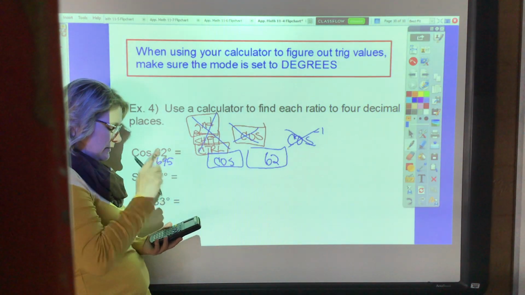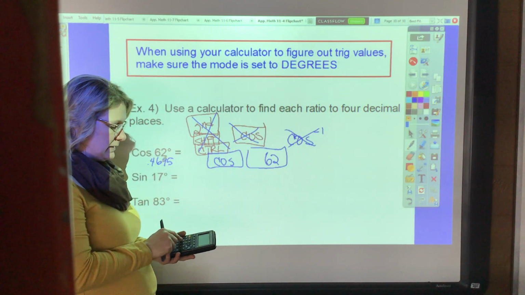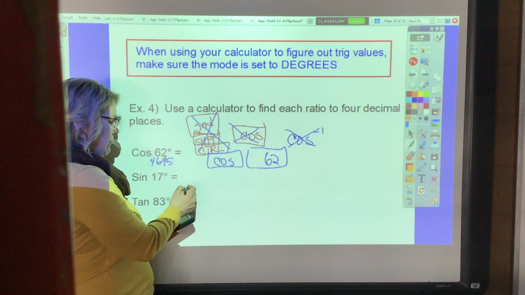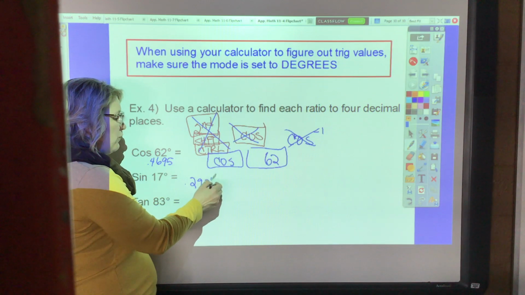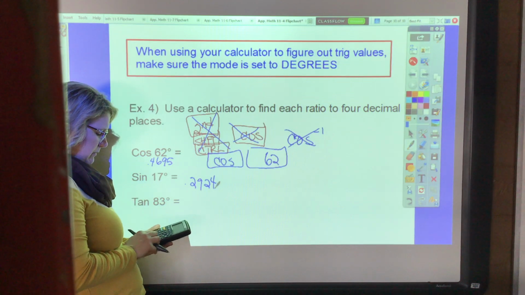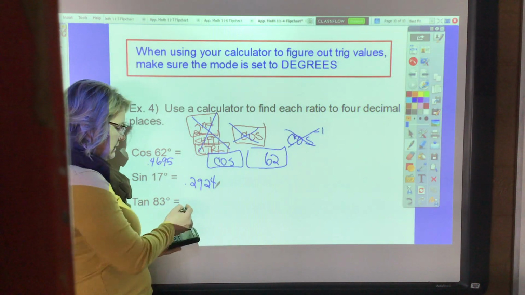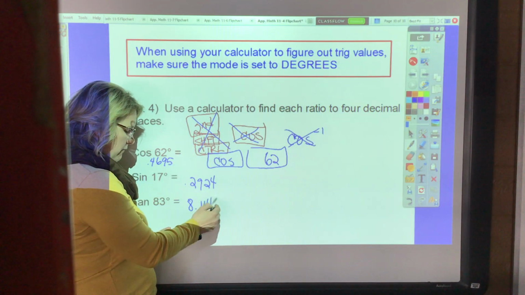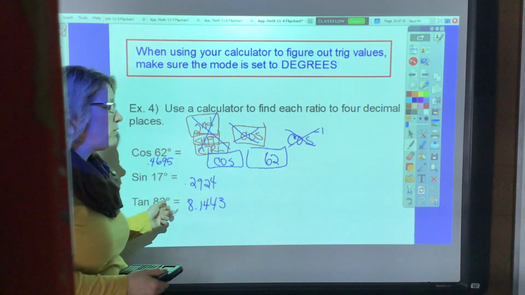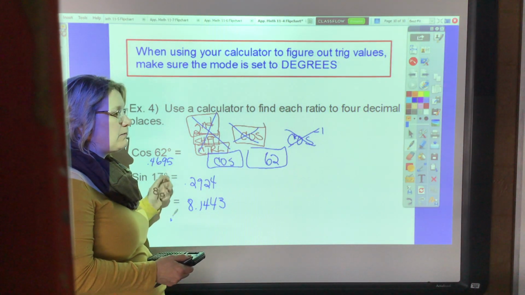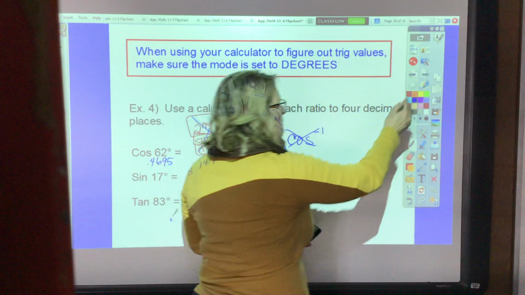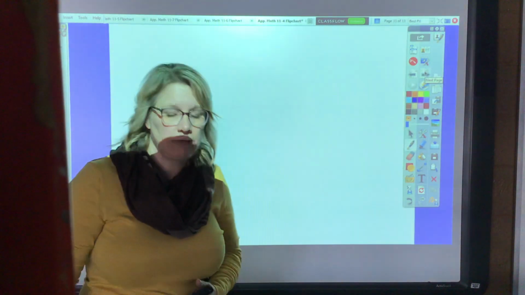Okay, so what am I going to do for sine? Since I goofed up the first time, I'm not going to goof up the second time. I'm going to press sine, press 17, and press enter. So I get 0.2924 when I round. I had to round here. If I do tangent, I'm going to press tangent of 83. This is going to be 8.1443 is what I get for an answer. Again, this is the only one that can be more than 1. These two are always going to be less than 1. I am sorry about that, but I don't want to have to retape this. So, that's it for today. Good luck. Have at her.